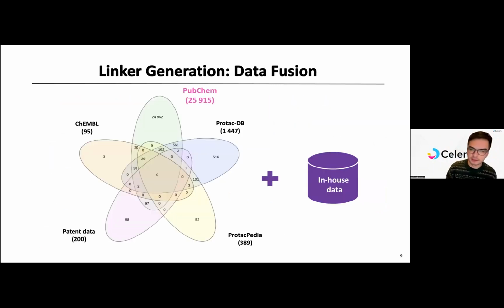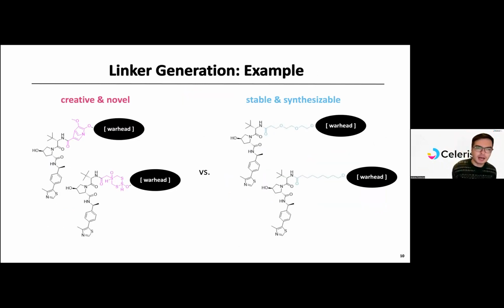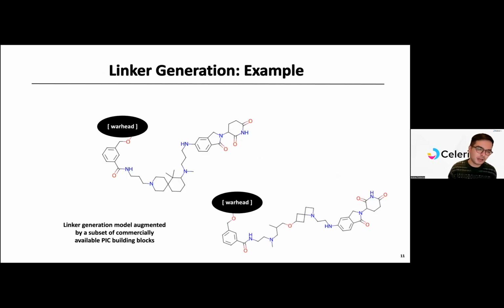And that's just the publicly available data, of course. And then just some examples. As I was saying, there's always this balance of creativity and novelty versus stable and synthesizable. And this is a push and pull. You have to learn with a model how to generate. And one way you can do this is looking at commercially synthesizable blocks, synthesizability scores, and pushing the model essentially to develop compounds which are more suitable.